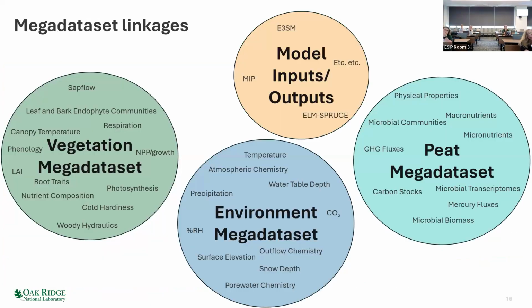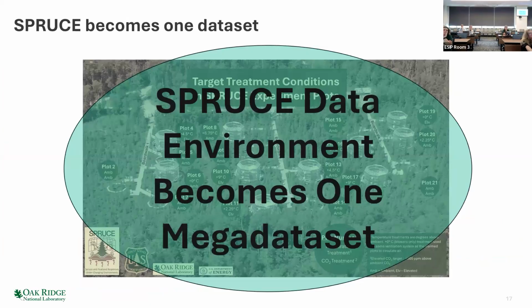So I think you can kind of see where this is going. We have vegetation data sets, environmental data sets, peat data sets. We have model inputs, we have model outputs. And again, these are just the ones I could come up with off the top of my head going through some of our documentation. I think there's more to this. But if we can link it all together, Spruce is just one big data set. And that would be so cool. I'm so excited to hopefully find a way to get there, or at least to use this as lessons learned to know what to do next time.